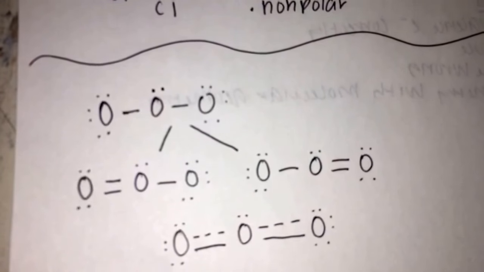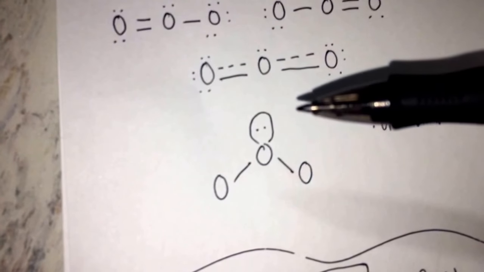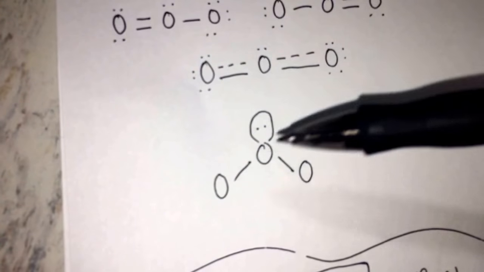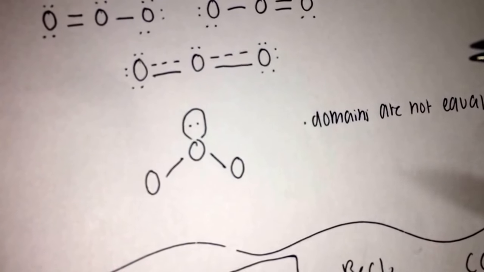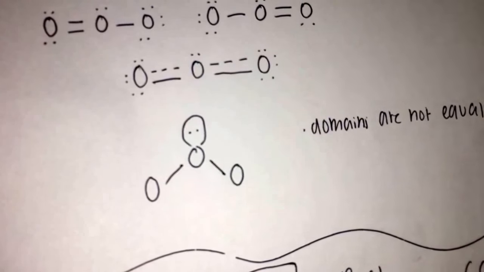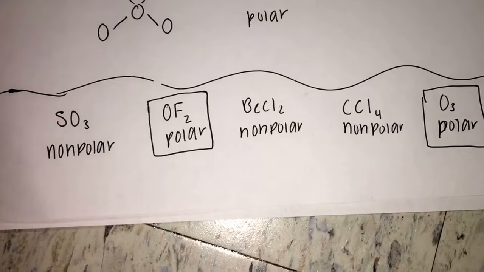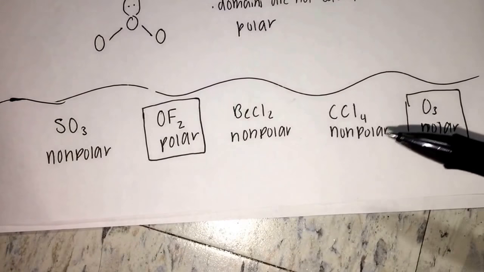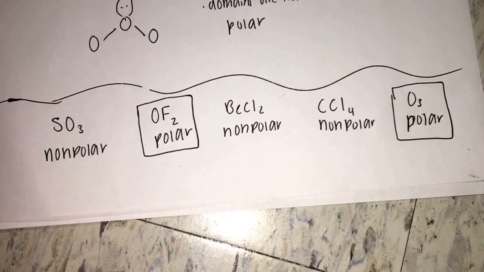In our last molecule, O3, we can draw 2 good resonance structures, making this Lewis structure here. Our molecular geometry will be bent due to this non-bonding pair. Because of this non-bonding pair, the domains are not equal, which makes this polar. So out of these 5 molecules, only OF2 and O3 are polar.